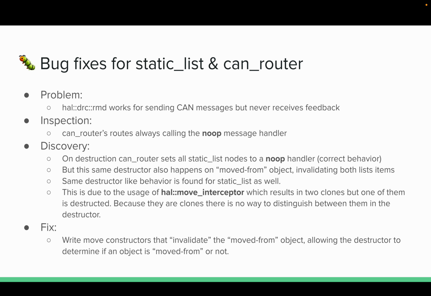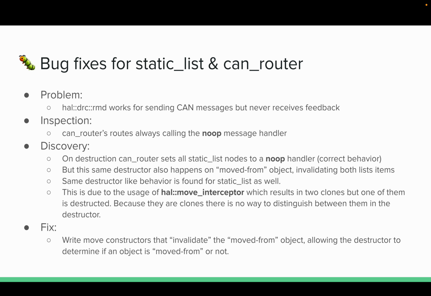So then I went on into some discovery. On destruction, CAN router sets all static list nodes to no-op. Basically, whenever the object dies, the actual things that route to it are still floating around in the code base or in RAM, in memory. And in order to prevent any of those from actually doing anything that could be destructive or problematic, all of their handlers are set to no-op. So even if the CAN interrupt gets called, which actually it should be disabled anyway.